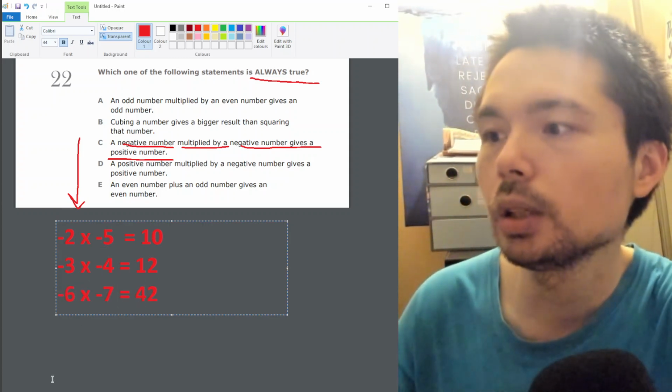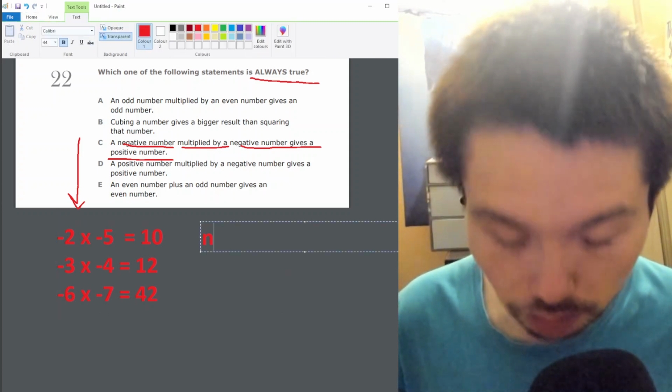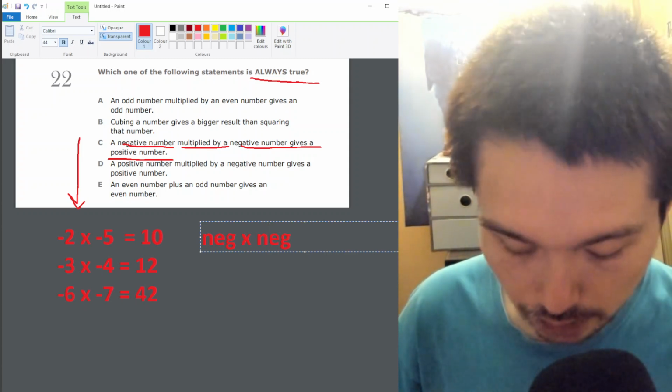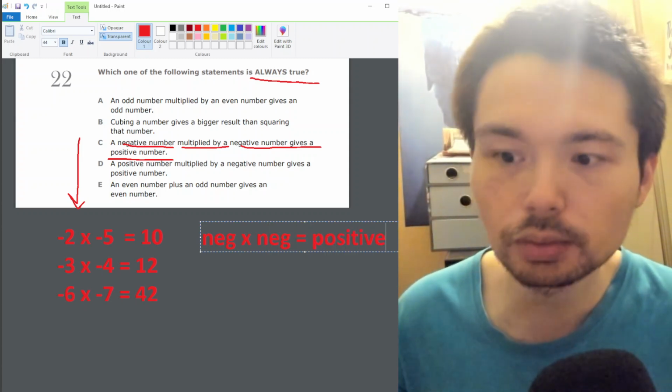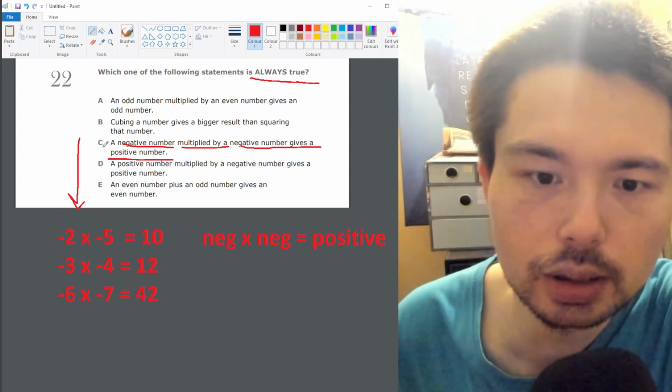Why has William written these examples? Because this is actually always true. This is a rule of maths. If this is new for you, good, that's why you're here. Negative times a negative number is equal to positive. There we go. That was a bit lucky of me. C is the answer today.